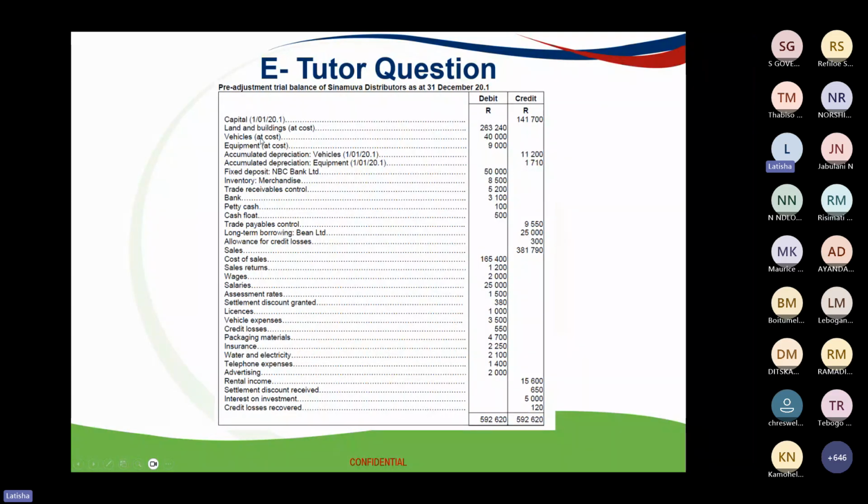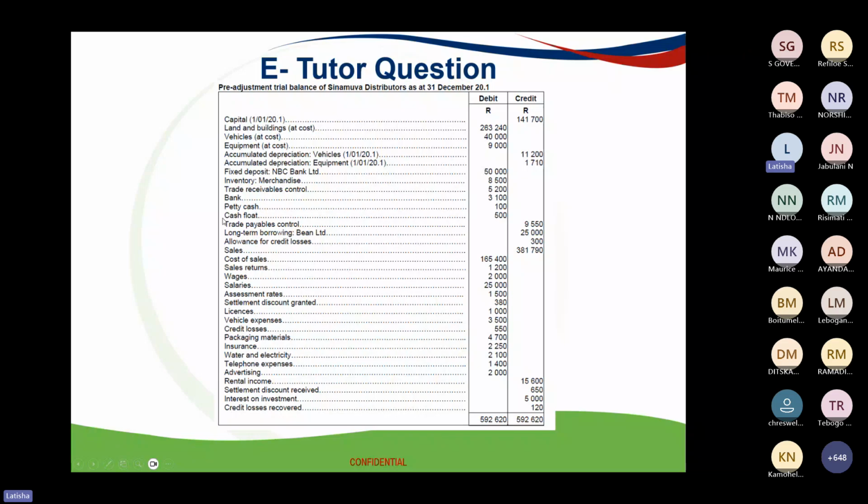So that, as Maurice has explained, the accumulated depreciation is us writing down the value of the asset over its useful life. There will also be an example where we can look at how it's calculated a bit later. Then we have fixed deposit. So this is an asset, something similar to a bank account or an investment. We've got some inventory on hand, which is merchandise. That would be inventory. Trade receivables. So this would also be an asset where we are owed money from customers. We've got our bank account, some petty cash and cash float.